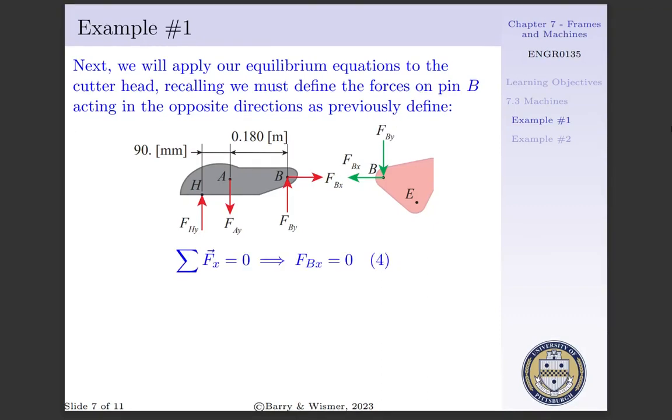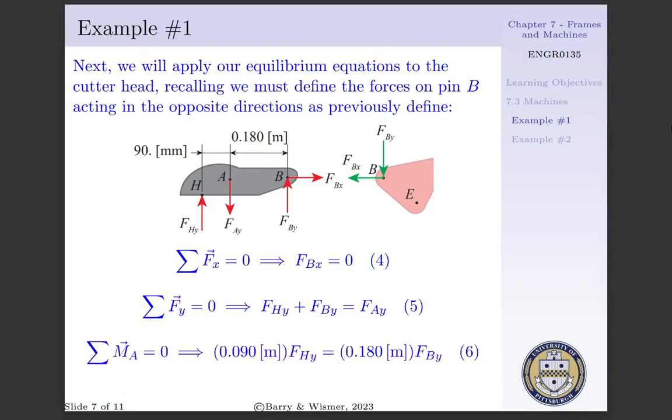We'll start by applying our summation of forces in the x direction and setting them equal to 0. Here we find Fbx is equal to 0. Next, we'll apply our summation of forces in the y direction and set these equal to 0. Here we have Fhy plus Fby will be equal to Fay.